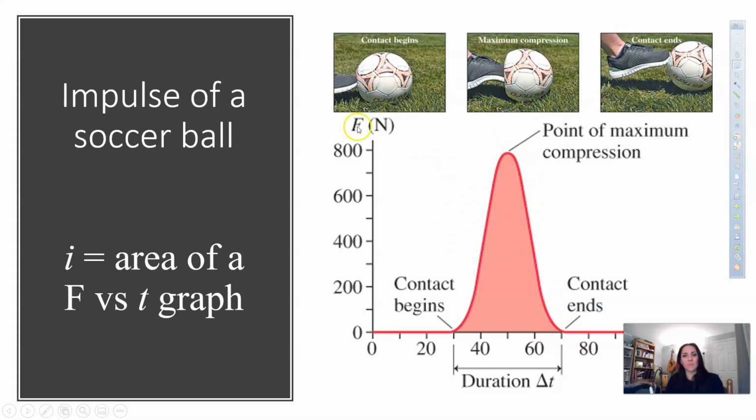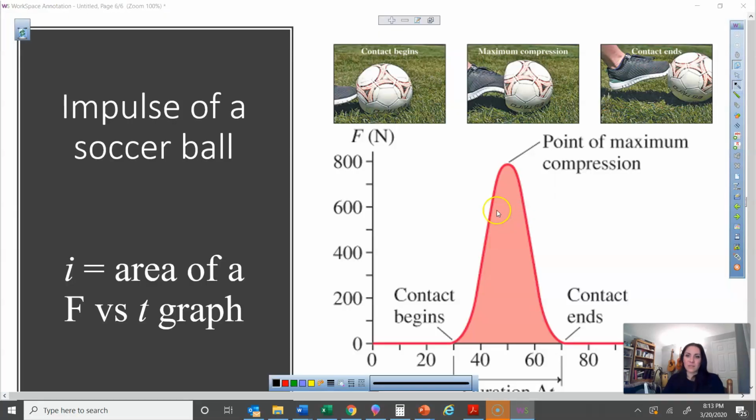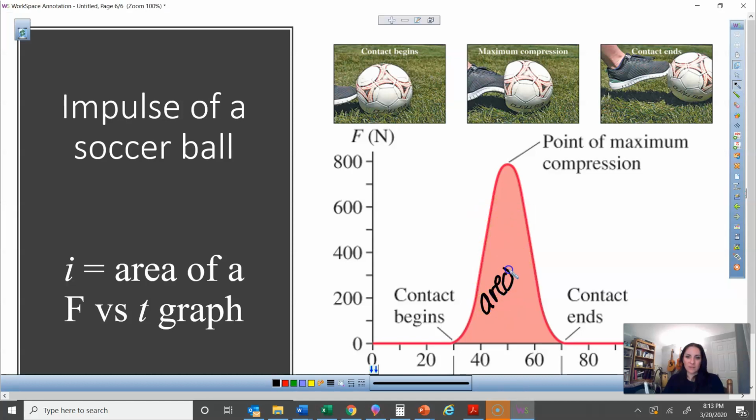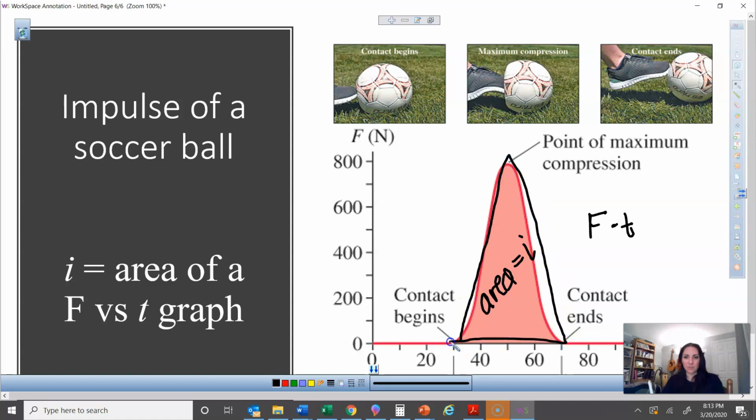So if we look at a force versus time graph, the area equals impulse. In other words, force times time. Now, if I were to find the area of something like this, I'd make it into a triangle, right? It's not a perfect triangle, where this is the height and this is the base. So the area of this would be 1/2 base times height, and that will be equal to the impulse.